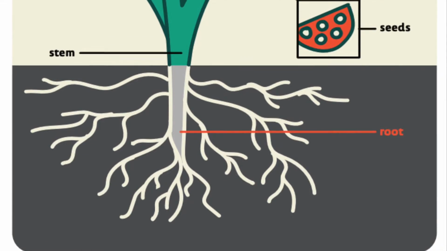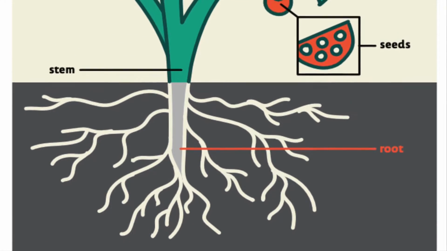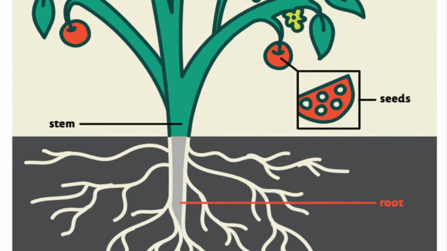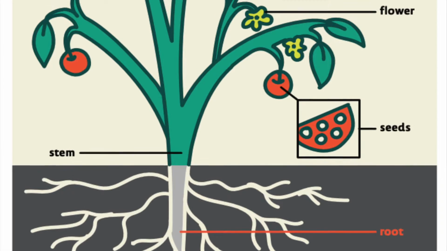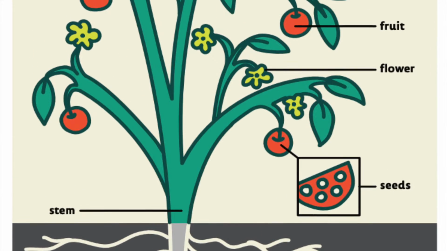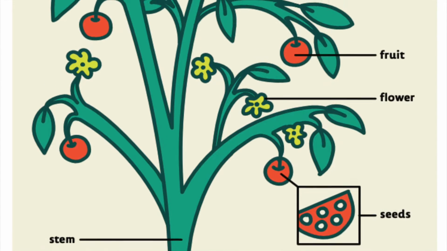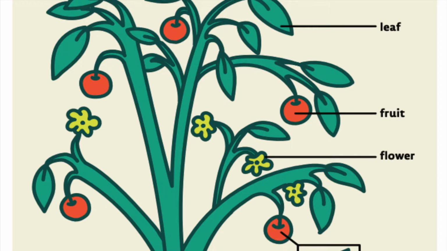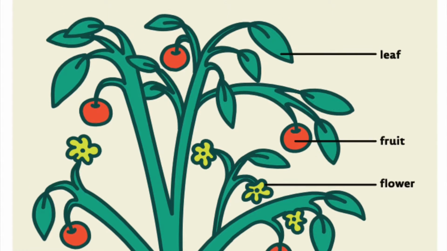Plants have 6 major parts. This diagram shows us the 6 plant parts. Going from the bottom to the top, the first is our roots, then we have our stems, then we have our seeds, our flowers, our fruits, and finally our leaves.